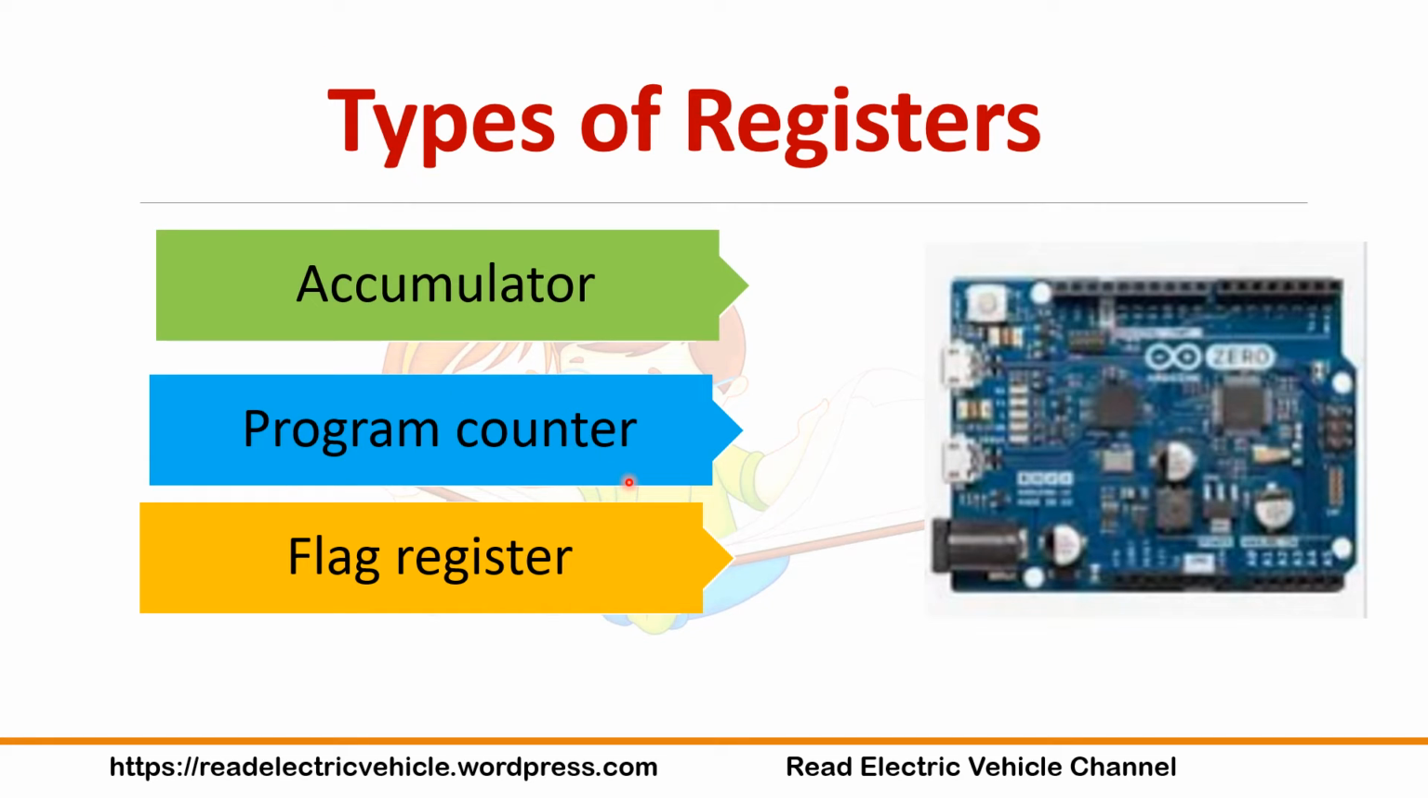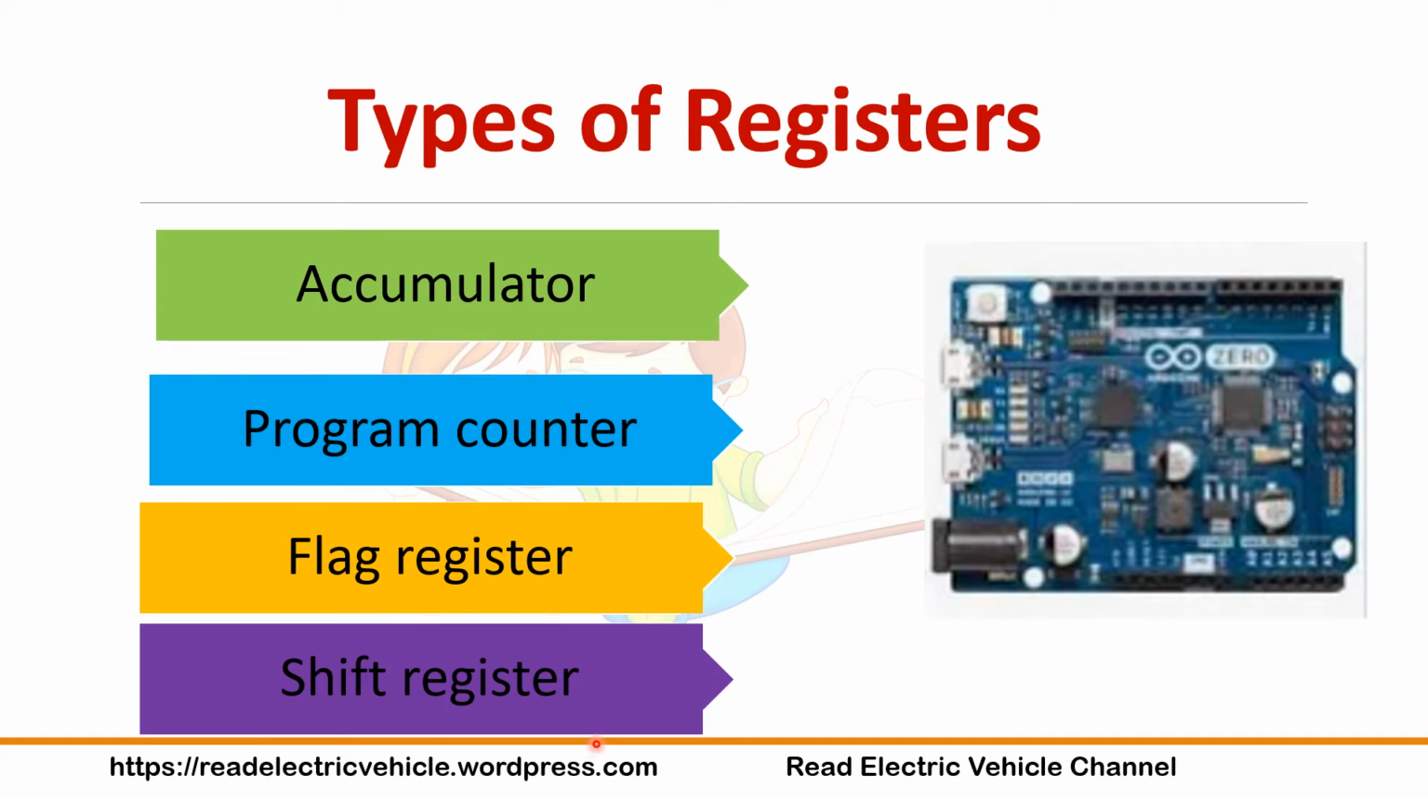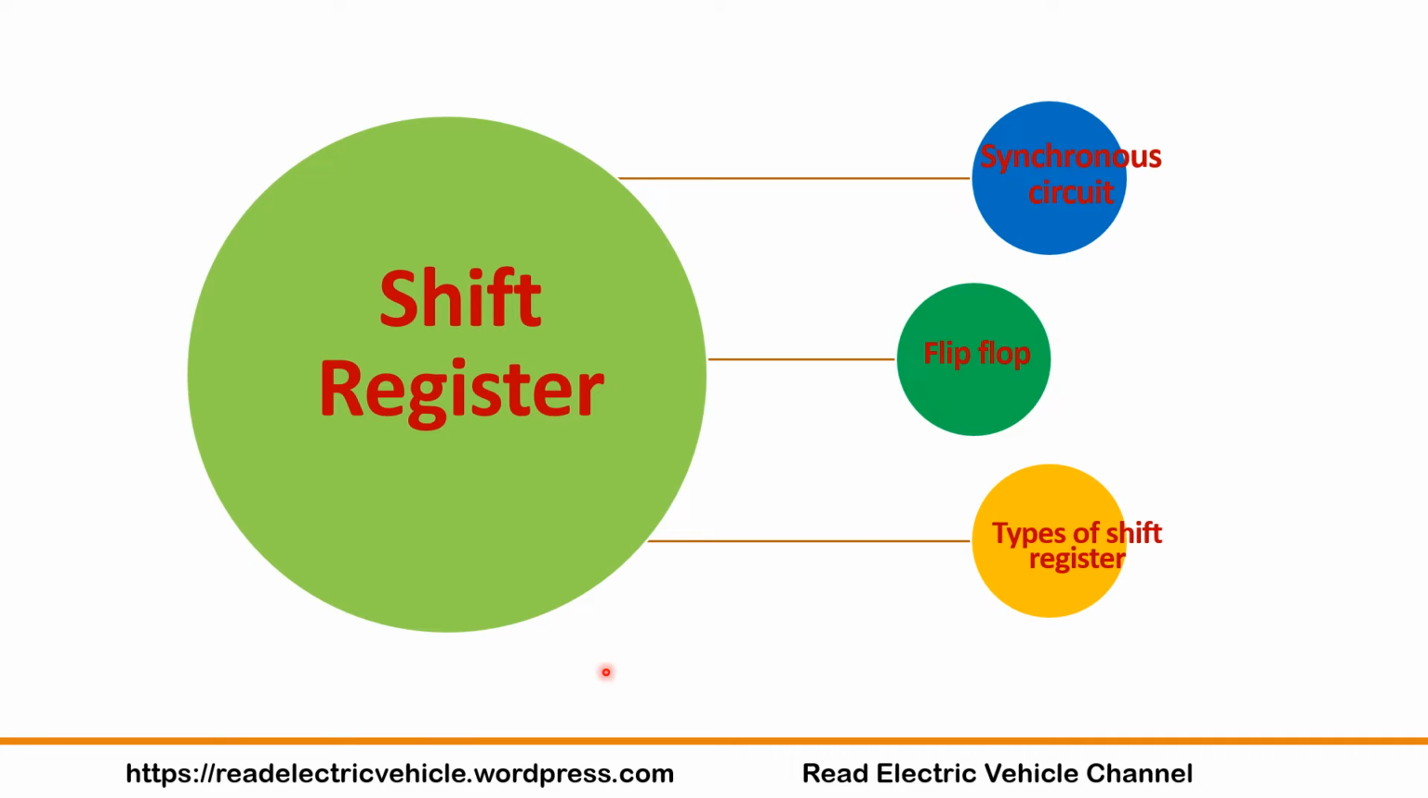In this digital logic circuits series, we are going to see only the shift register: how a shift register works and what the types of shift register are. A shift register is basically a synchronous circuit. You should remember what a synchronous circuit is. It is made up of flip-flops, and we will learn the different types of shift register.